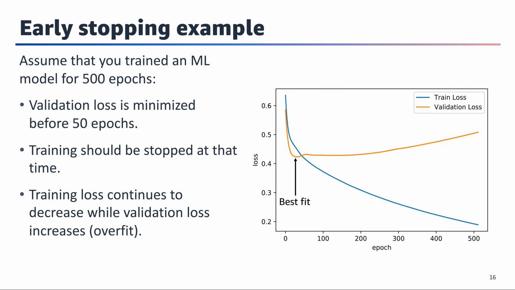Assume that you trained an ML model for 500 epochs. The figure shows training and validation loss as a function of epoch for a small example network. Note that the validation loss is minimized before 50 epochs, so training should be stopped at that time. Meanwhile, the training loss continues to decrease.